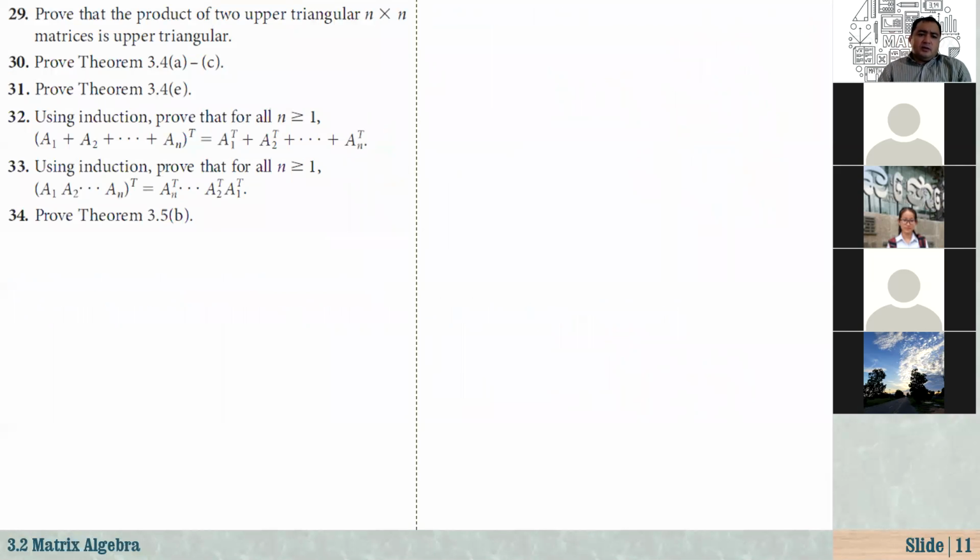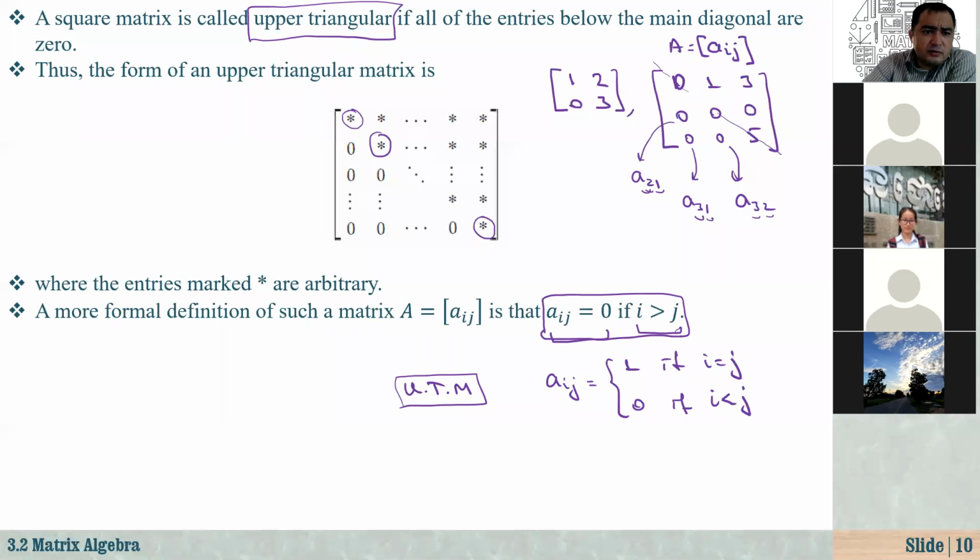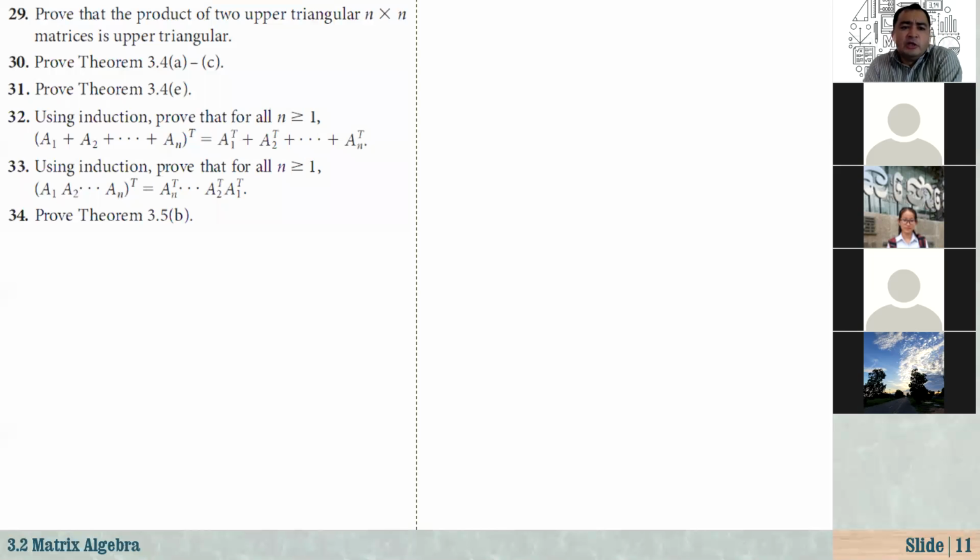Okay, in 29, is there any question here? All right, no. Prove that the product of two upper triangular n by n matrices is upper triangular. Okay. And after that, prove theorem 3.4a to c and prove theorem 3.4e. I think I have already proved this in those videos. And using induction, prove that for all n greater than or equal to 1, a1 plus a2 plus ... plus an is equal to this. Using induction, prove this. And okay, I think most of these theorems I have already proved and shared. And if you want, we can do this one more time.